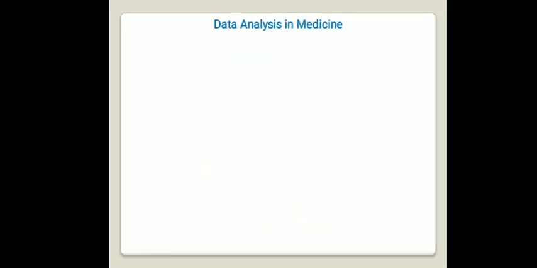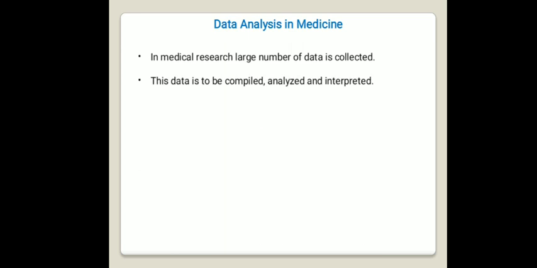Then computers in data analysis in medicine. In medical research, a large amount of data is collected. This data is to be compiled, analyzed, and interpreted. For this purpose, certain statistical methods are to be applied. These include calculation of standard deviation, standard error, and application of tests of statistical significance like the z-test, unpaired and paired t-test, and chi-square test.